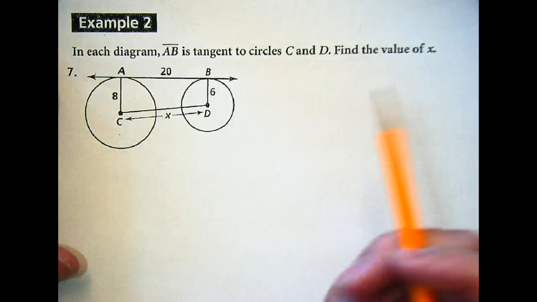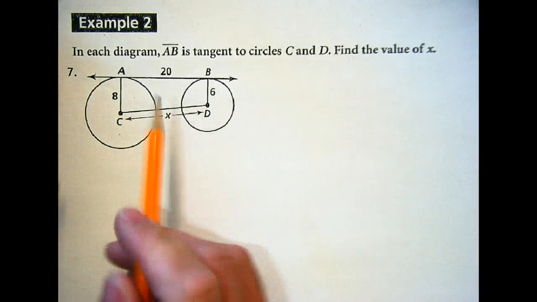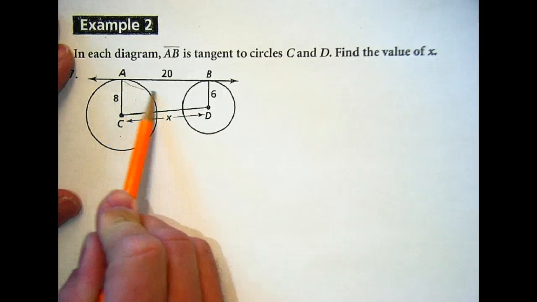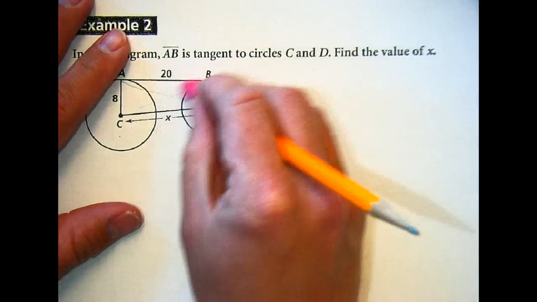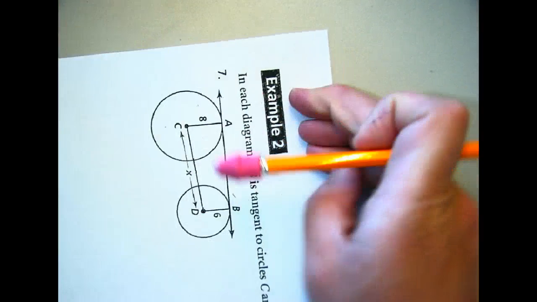A lot of times I see this line being drawn in, or a diagonal line, either that one or that one, which does not work, because it does not give you a right angle. It might give you a right angle, but it doesn't always give you a right angle.